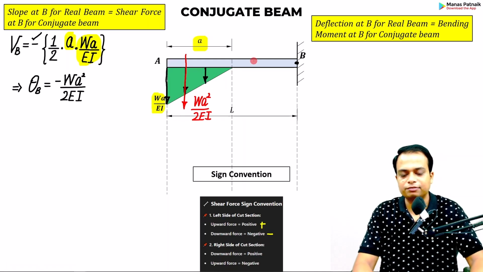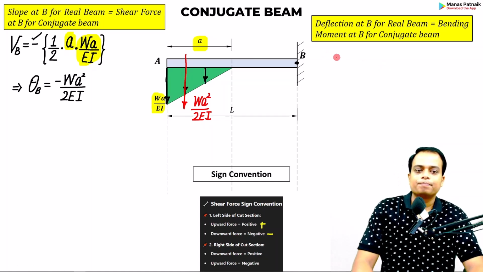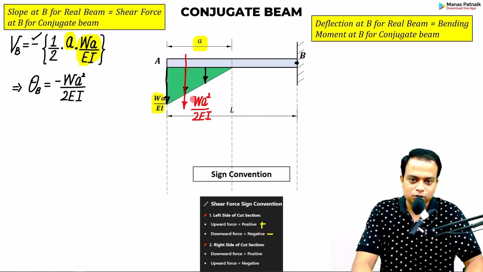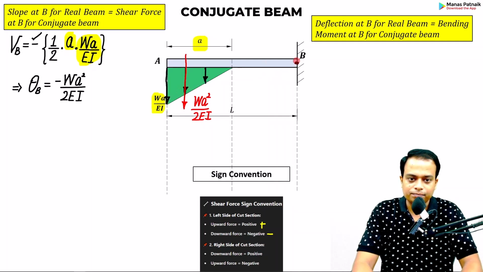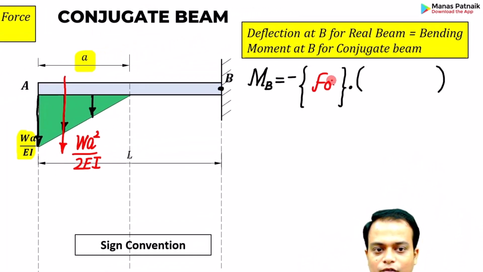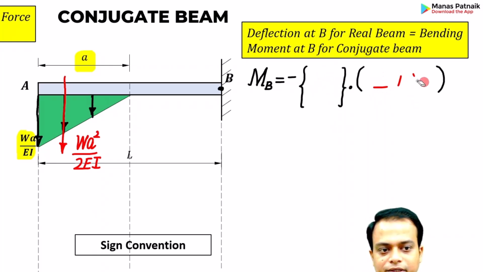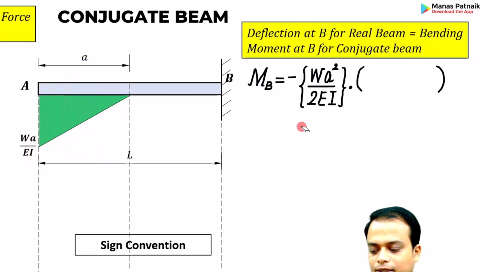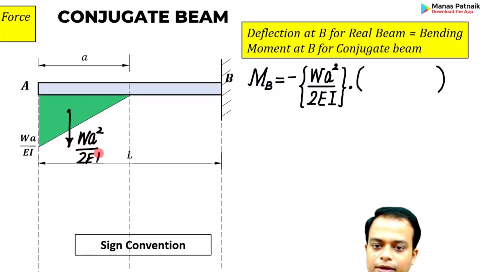Right? Now, as far as moment is concerned, you can find its value over here. Again, this is going to have a hogging effect at B, so a negative sign. For a moment, you need a force, you need a perpendicular distance. Very well. So we have both of these things. The force is WA square upon 2EI, so put it over here. Secondly, perpendicular distance. This was the force, by the way. Equivalent point load, WA square upon 2EI. This is that perpendicular distance.